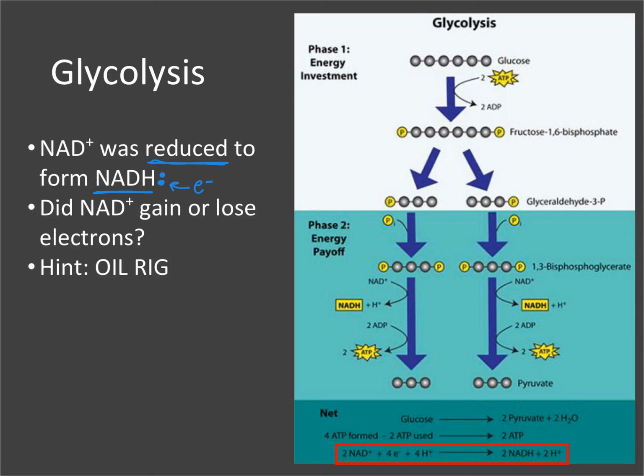And we can go back and remember our mnemonic, and we can say that NAD plus was, remember, oxidation is loss, reduction is gain. So NAD plus was reduced, meaning that it gained electrons to form NADH. And I'll add those 2 little electron dots on there.